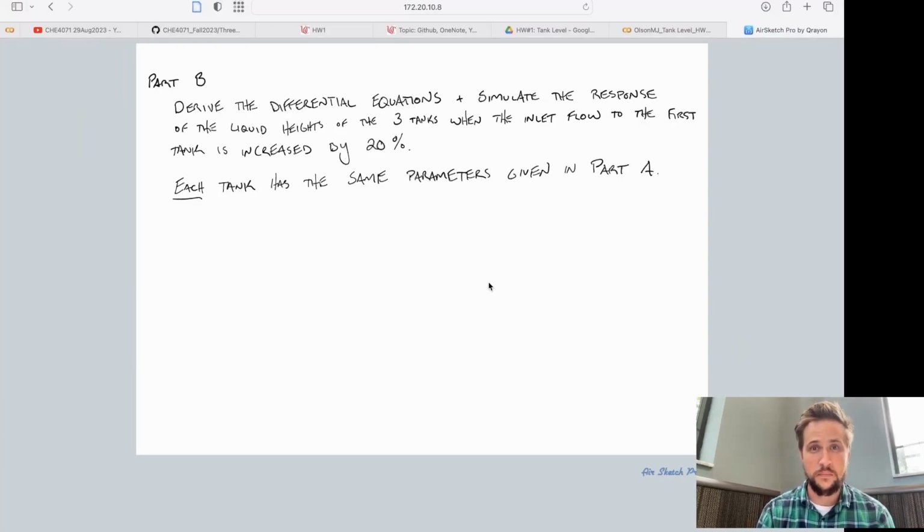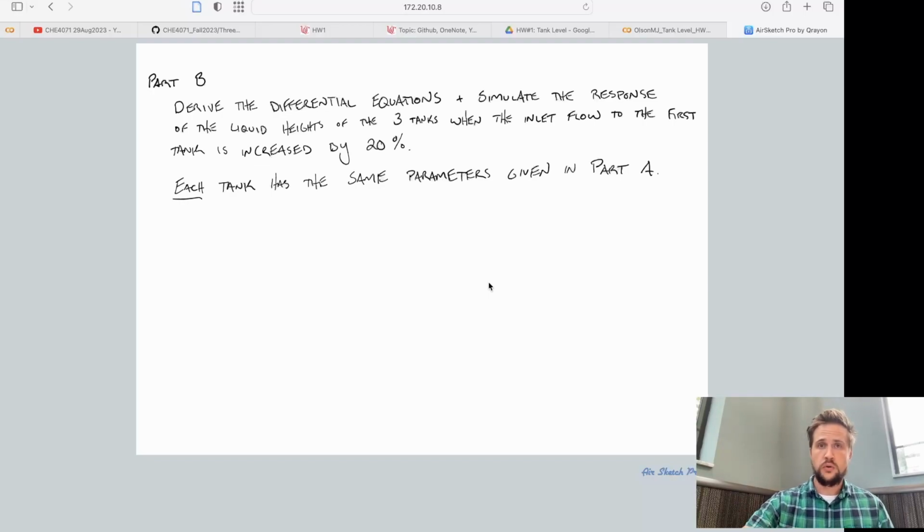Well, welcome to part B, the second part of our three-part video series. And in this one, we're going to be dealing with three tanks where one flows consecutively into the next and deriving the differential equations for each of the tanks and the flows entering and leaving each. And then seeing what happens if we increase the initial flow into the first tank by 20% and model and assess any differences with that and what that looks like over time.